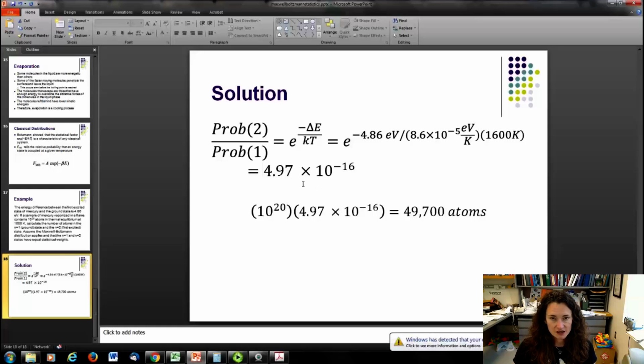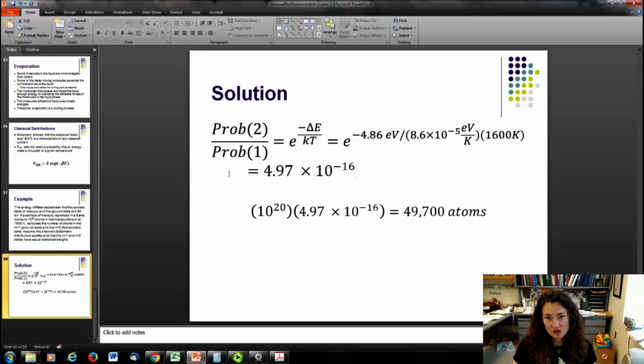What this is telling us is that the probability that the particles are in state 2 relative to state 1 is very, very low. Even at this high temperature of 1600 Kelvin, most of them are going to be in your ground state. So for all intents and purposes, since the probability that they're in state 1 is so large that you may as well call it 100% or 1, this is just the probability of occupation that it's in state 2, this 4.97 times 10 to the minus 16.